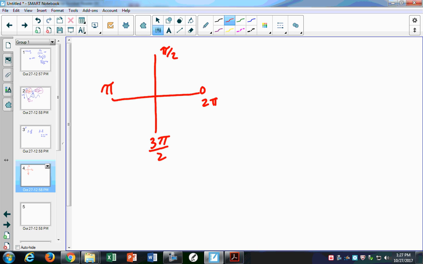When we go around a unit circle, we go counterclockwise. Those are our quadrants. And we go in this direction, starting with the positive x-axis. So counterclockwise, we call positive. Clockwise, we call negative.